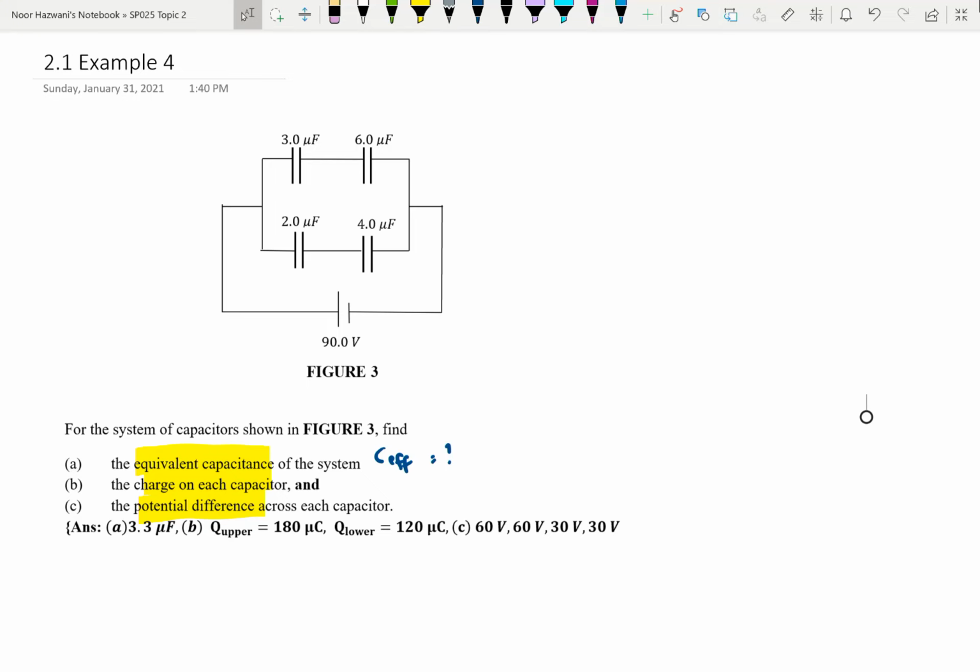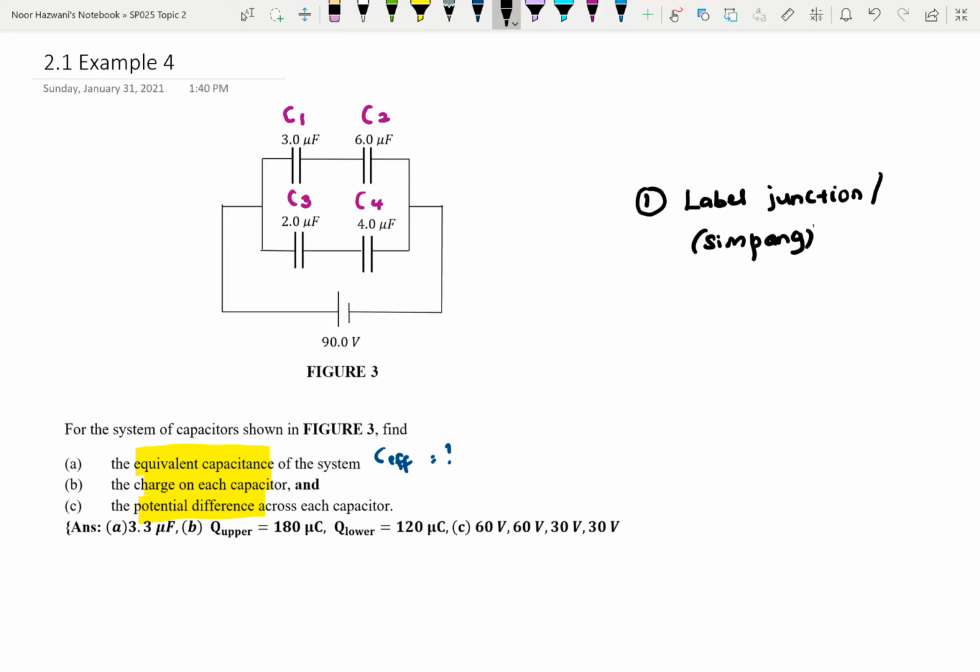So before that, let's label our capacitors first. So this one is C1, C2, C3 and C4. So ada tak label, so kita labelkan. And then kita akan start dengan step yang pertama. Kita akan label junction, ataupun kita panggil dia sebagai simpang. Okay, itu lebih mudah. Okay, so kita cari simpang.